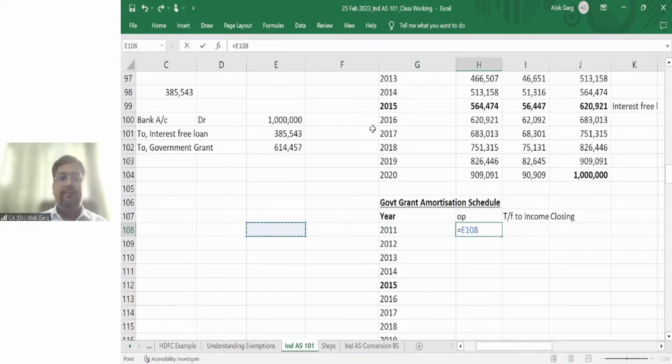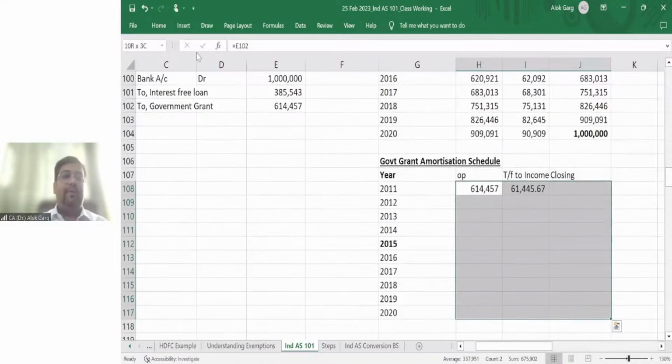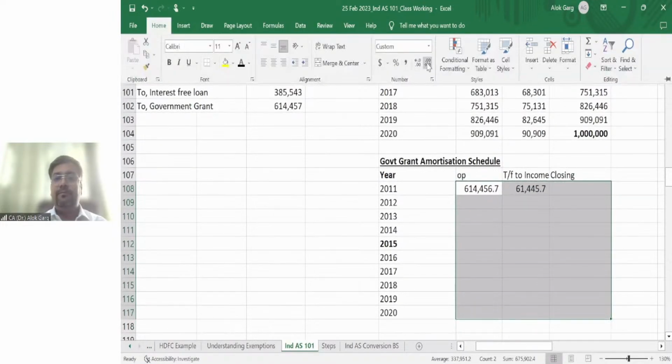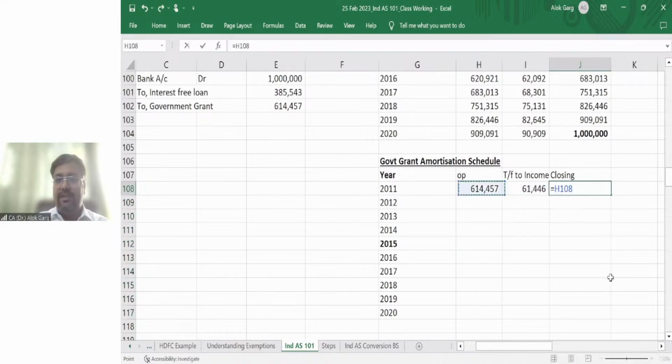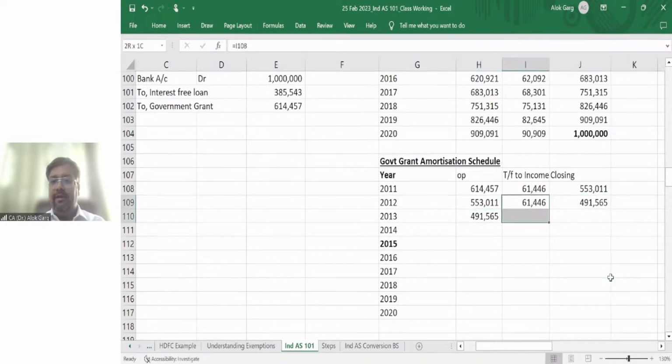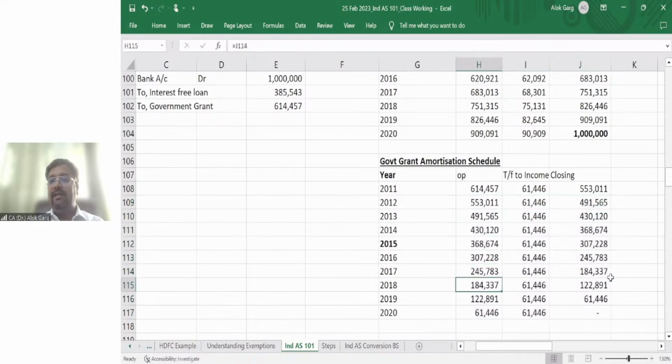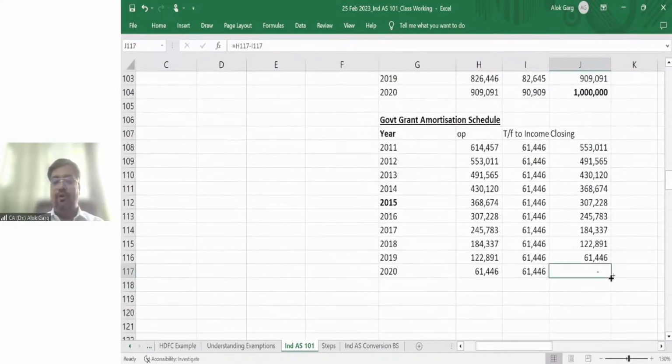What is the opening government grant? It was 614,457 on 1st April 2010, right? So divide by 10, because in the 10 years on a straight line basis it has to be transferred to the income, so that it will become 0, right? Every year you have to take it to income. So this minus this, right? And this will be your opening, and your government grant will be 61,446 only every year, right? So this will become your opening, and every year you have to take this government grant as 61,446. In the last year, you will see that government grant will become zero.